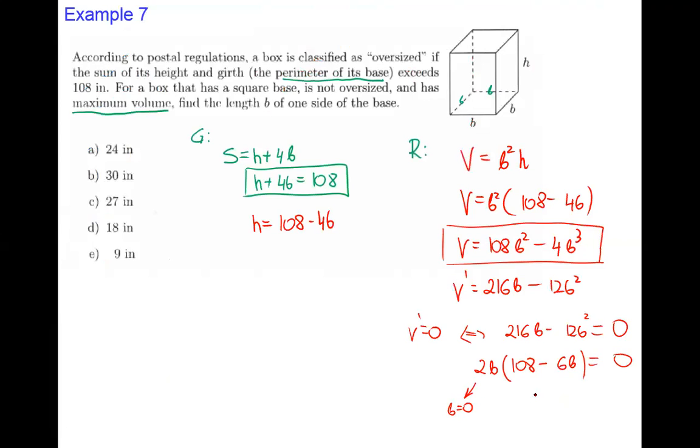And then B is 0, which of course we can't accept, because B and H must be greater than 0. Who can solve this one? 108 minus 6B equals 0. Who can tell me what B is? 108 divided by 6. It's 18, yes, because it's the other way, it's 108 divided by 6, yes.